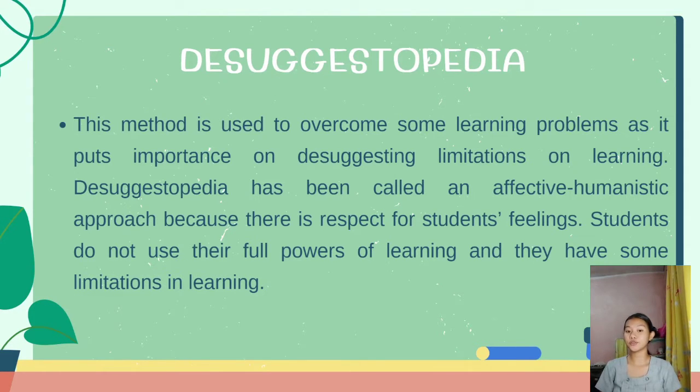Suggestopedia helps students eliminate the negative feelings of learners. This methodology has been developed to eliminate students' feeling that they cannot be successful, or any negative association they may have towards studying, and thus help them to overcome the barriers to learning.